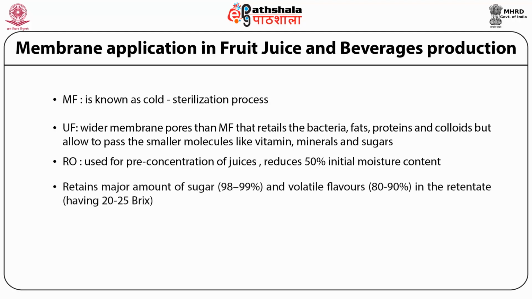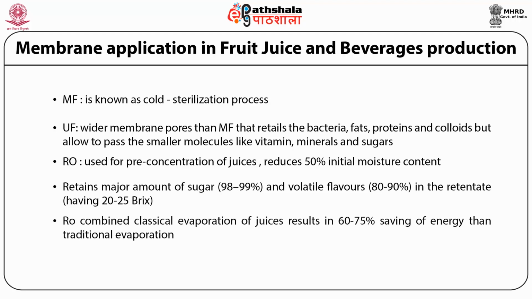but retains a major amount of sugar, that is 98 to 99%, and volatile flavors, that is in the range of 80 to 90%, in the retentate, having 20 to 25 degree brix. So we can say that the concentration of the solutes is 20 to 25 brix, while it is concentrated to greater than 75 degree brix in classical evaporation. This combination results in 60 to 75% saving of energy compared to the traditional evaporation process. A detailed review on membrane processing of fruit juices and beverages has already been published by Girard and Fukumoto in the year 2000.